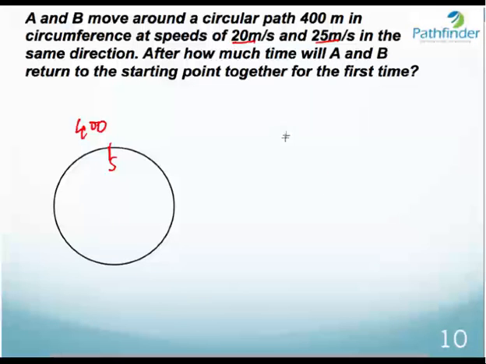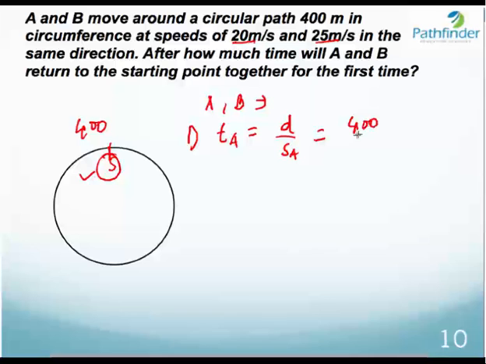So when you carefully read the question, you will recognize that in this case we need to find out when A and B will be together at the starting point S. So because we need to find the time when they will be together at the starting point, our first step should be find the time required by A to travel one full circumference, and this must be equal to distance upon speed of A, and that is given by 400 divided by 20. So this is 20 seconds.